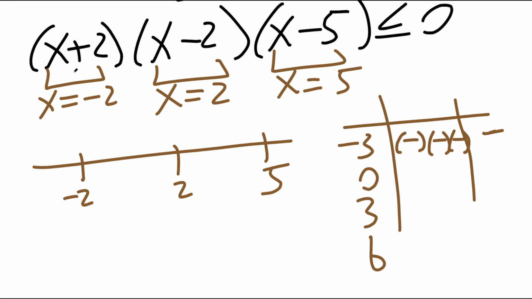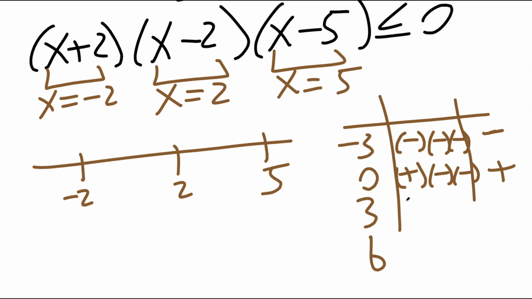So now we'll try 0. 0 plus 2 is going to give us a positive 2. And then 0 minus 2 is going to give us a negative. 0 minus 5 is going to give us a negative. And a negative times a negative is a positive. A positive times a positive is a positive.